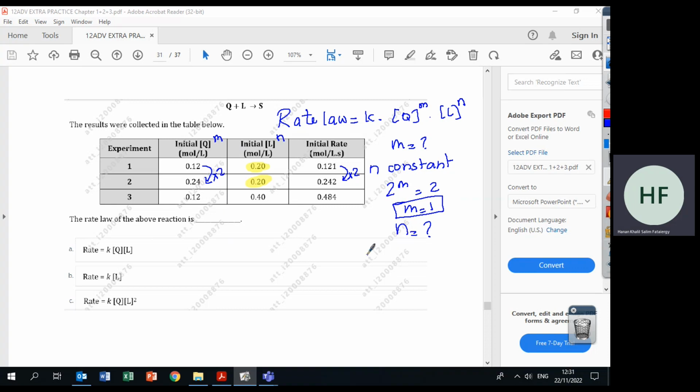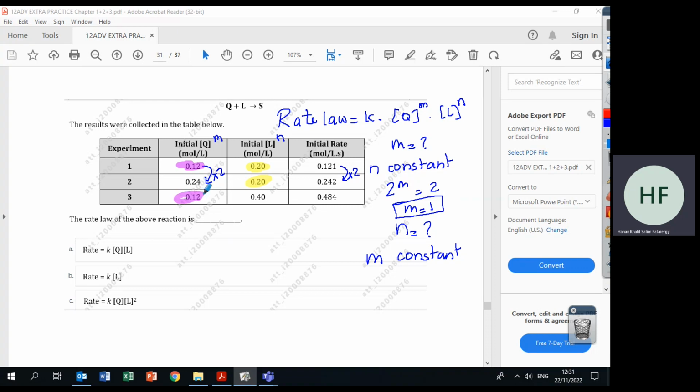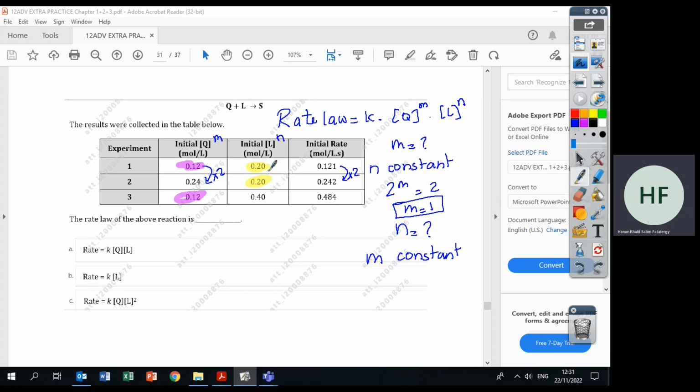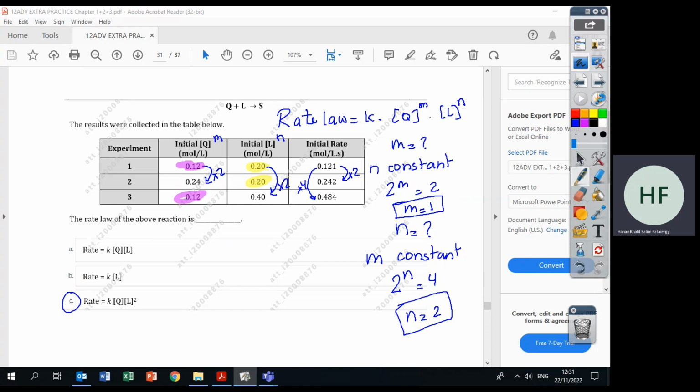Okay, similarly, we will do N. I need to calculate N. I'll choose experiments where M is constant. In which experiment is M constant? This one and this one. Now what happened here and what happened here? 0.2 to 0.4, this is times 2. 0.1 to 0.4, this is times 4. So 2 power N is equal to 4. How much is N? Okay, so M is equal to 1, N is equal to 2. This is the correct answer.